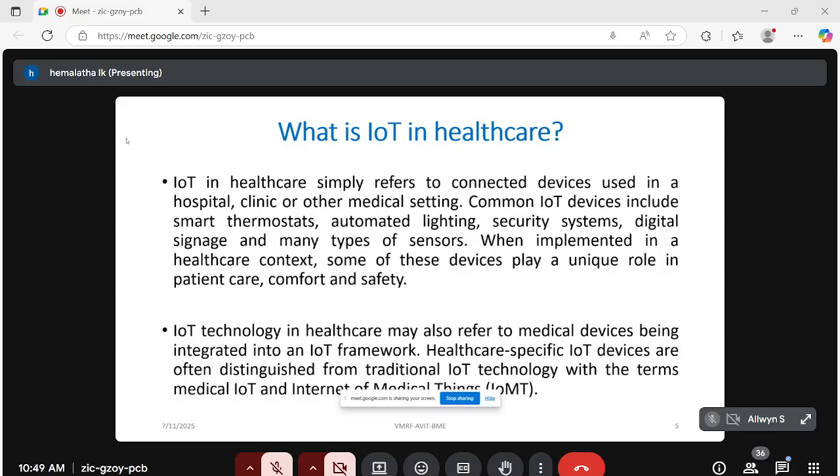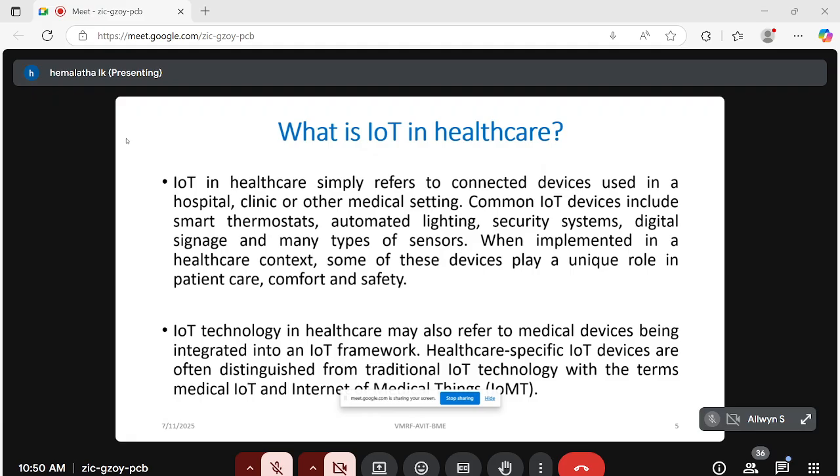Next we are coming into the actual field, that is IoT in healthcare. Here we are having connected devices in various locations like hospital, clinic, and other medical settings. The common IoT devices include smart thermostats, and we people are more aware of the various sensors: temperature sensor, pressure sensor, ECG, EMG. All these are deployed in the human body. And apart from that, we can use them for automated lighting, security systems, digital signage, and other kinds of sensors. So when implemented in a healthcare context, some of the devices play a unique role for patient comfort, safety, and care.